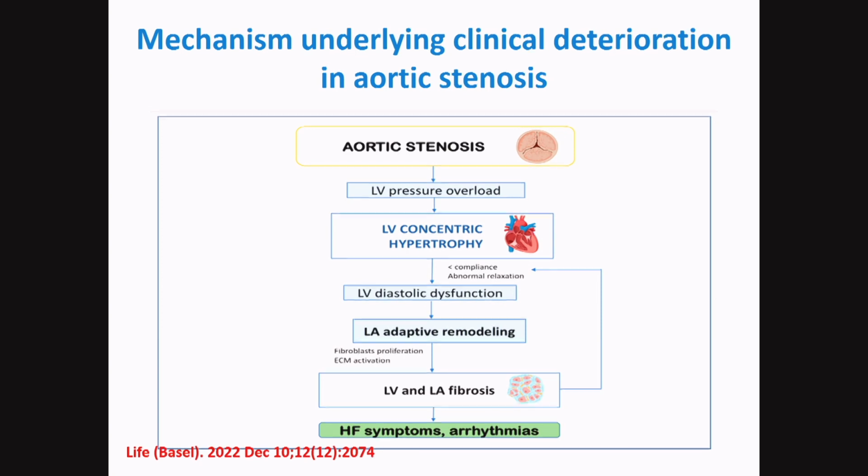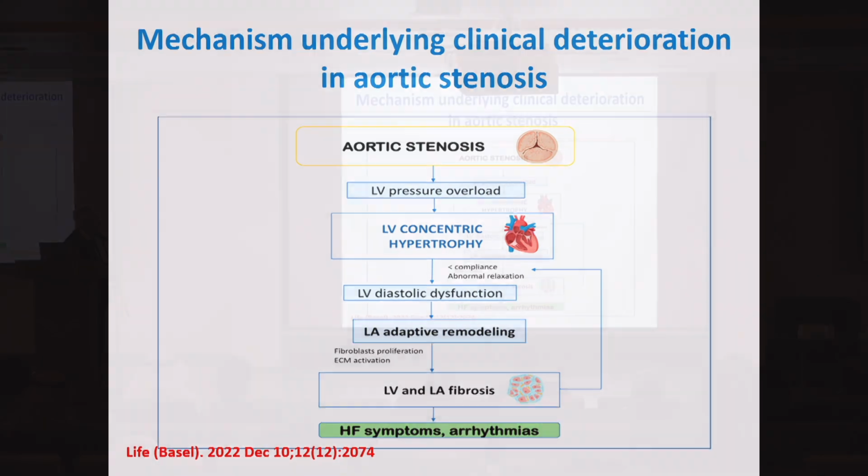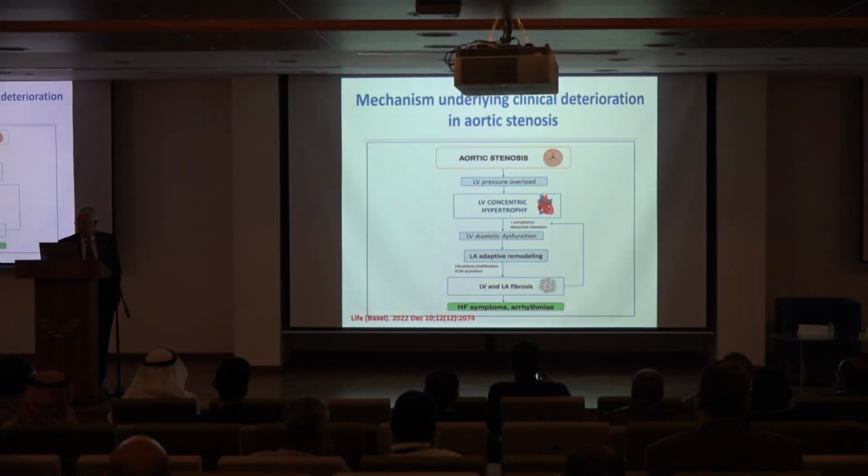This is important because in aortic stenosis we need to think about the mechanisms of all the changes occurring in such a condition. We know that aortic stenosis leads to left ventricular pressure overload, left ventricular concentric hypertrophy, and diastolic dysfunction. The LA will respond to that and cause LA remodeling. Further on, we will get left ventricular and left atrial fibrosis, and this is the cause of the heart failure and arrhythmias that patients end with in aortic stenosis.